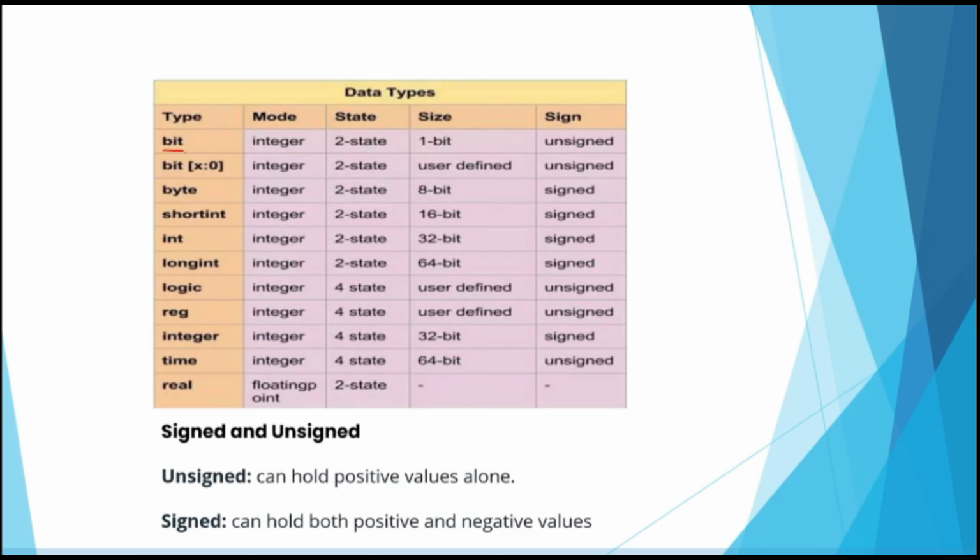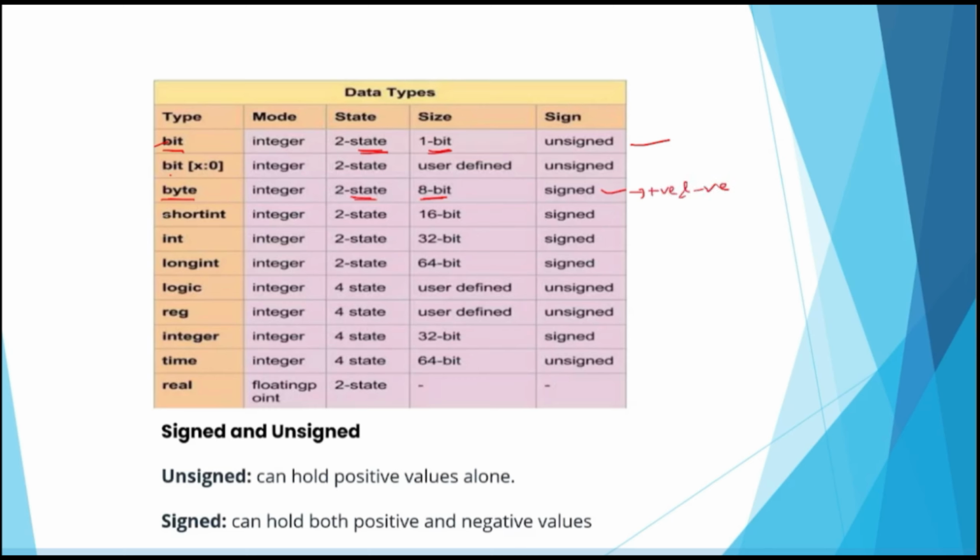So firstly, bit is two-state and it can hold only one bit. Also you will be asked whether it is signed or unsigned. I think you already know what signed and unsigned mean. Unsigned means it can hold only positive values; signed means it can hold both positive as well as negative values. So bit is an unsigned data type. Then next is byte. Byte is again two-state. What is the size? It can hold 8 bits. And one more thing, byte is a signed data type, which means it can hold both positive and negative values.